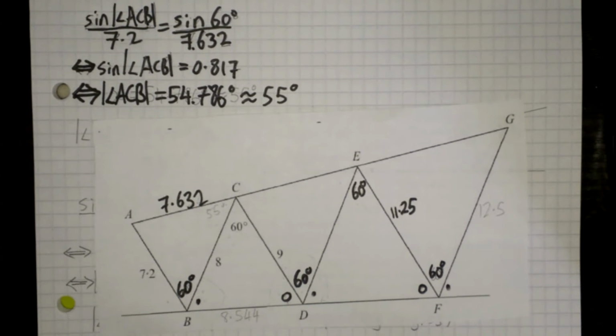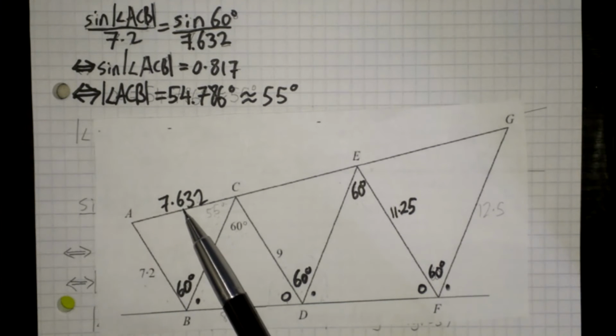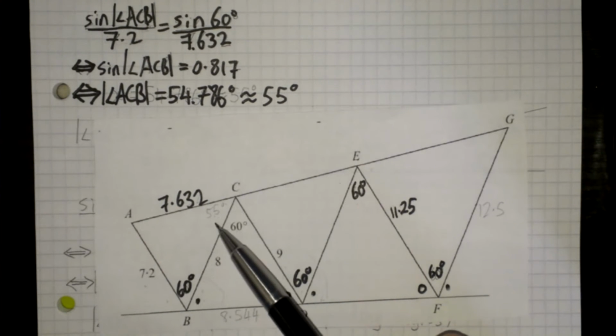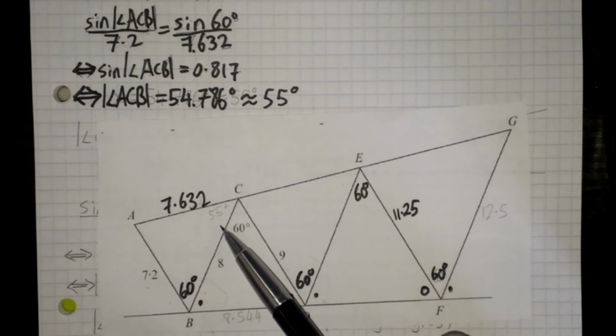With that information then I'm going to try and find one of the angles, in particular this one here, ACB. So using the sine rule I can figure out that sine of this angle divided by this length is equal to the sine of this angle divided by this length. And using that I can find out that this angle here is about 55 degrees.